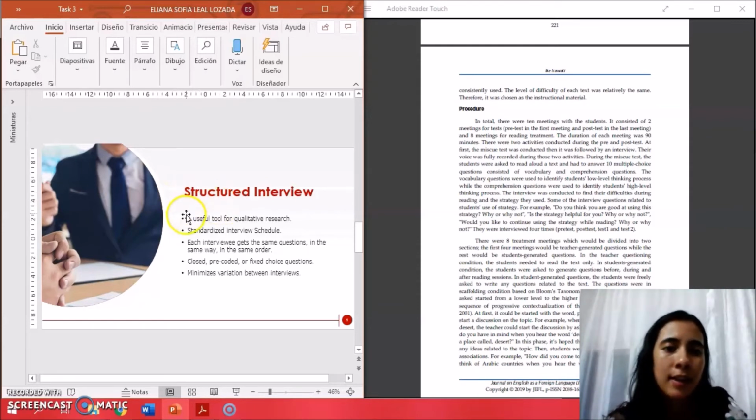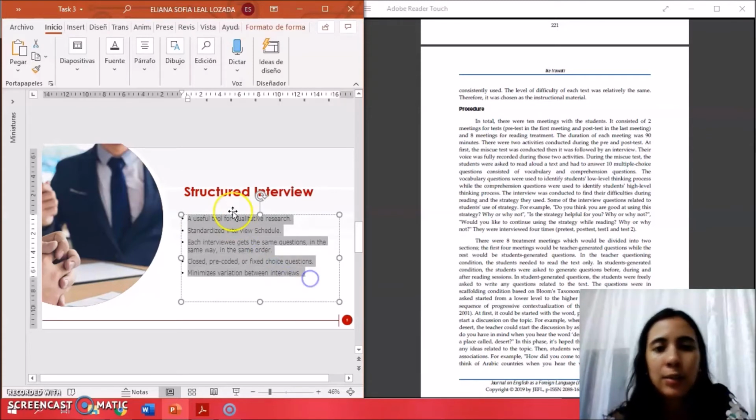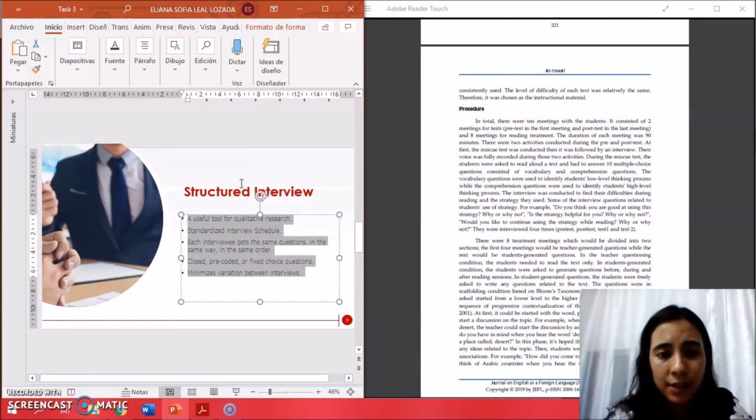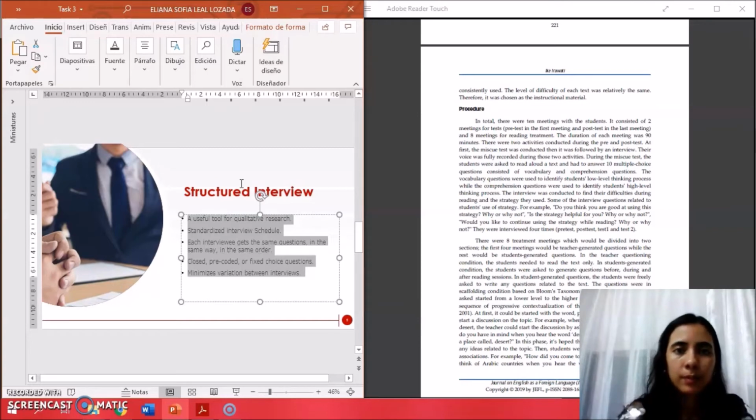Here we have some characteristics of a structured interview. It's a useful tool for qualitative research, a standardized interview schedule. Each interviewee gets the same questions in the same way and in the same order, closed, pre-coded or fixed-choice questions, which minimize variation between interviews.